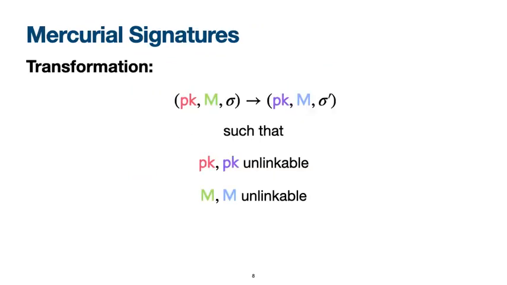So the key takeaway here is that Mercurial signatures allow this transformation of a public key, message, and signature into an equivalent but unlinkable public key, message, and equally valid signature, sigma prime.